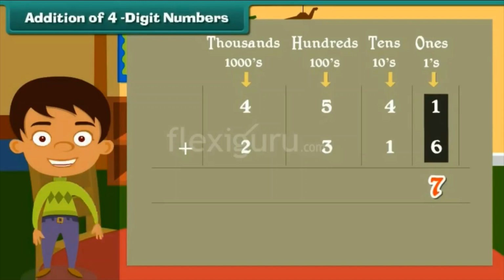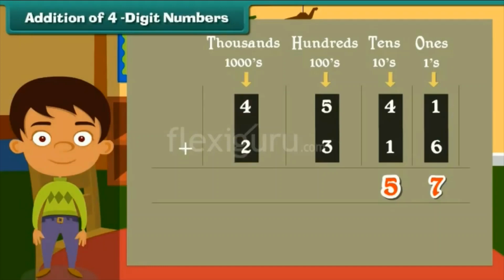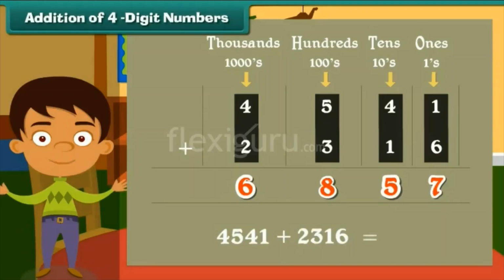Now we move to add the tens. 4 plus 1 is equal to 5. Similarly, we add the numbers under the hundreds place and thousands. The numbers we get are 8 and 6 respectively. So, given numbers 4541 and 2316 when added is equal to 6857.